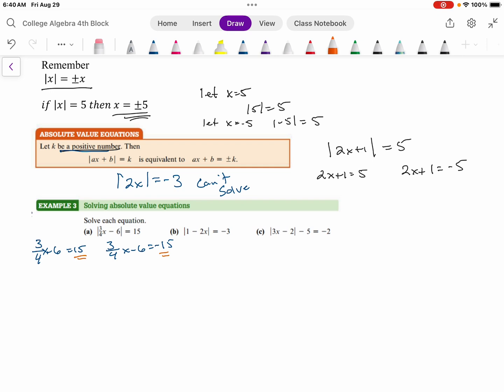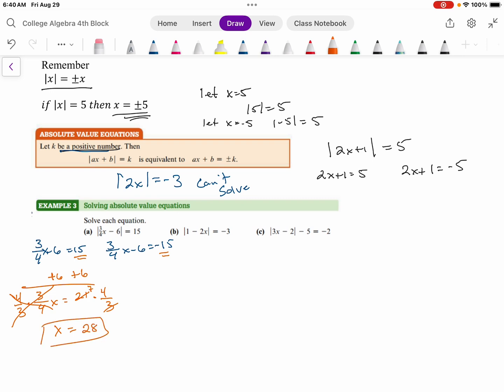And so let's go ahead and simplify. Add the 6, and we get 3/4 x equals 21. I'm going to multiply both sides by the reciprocal, so that on the left side those cancel. I get x is equal to, well, 3 goes into 21 7 times, and then 7 times 4 is 28.